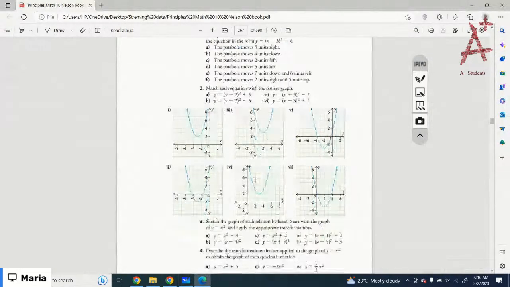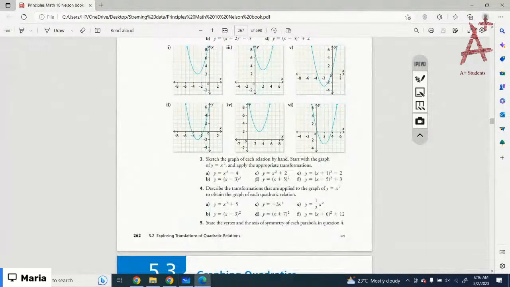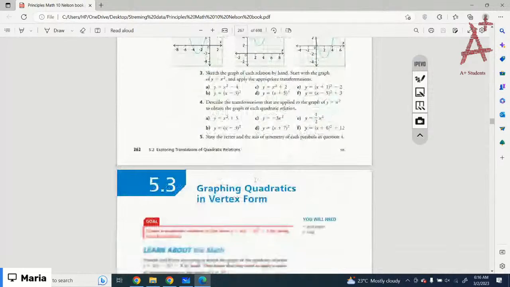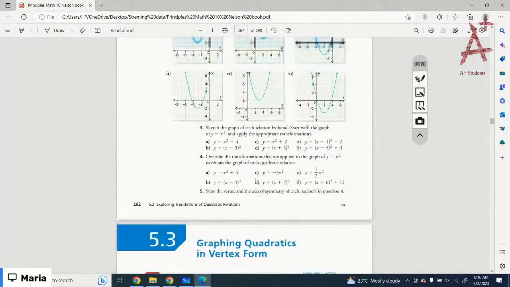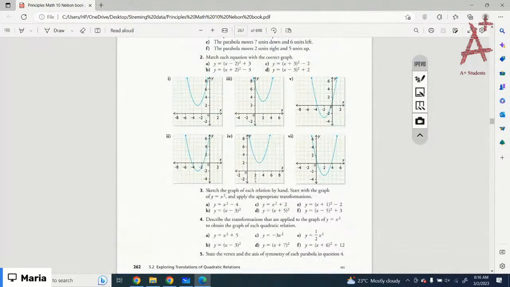Just look at question number 3. You have to sketch the graph. You can do these questions. Let's look at question number 2: match each equation with the correct graph. We need to see which of the graphs is the correct one. Got it?